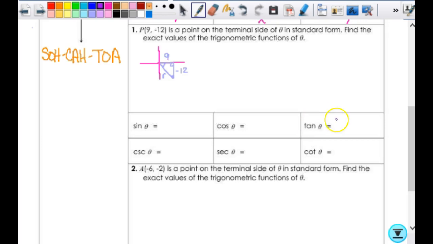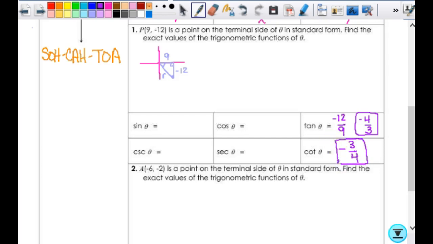Tangent's opposite over adjacent, so I have negative 12 over 9. I can reduce those both by 3, and so this gives me negative 4/3. That's the tangent of theta. I don't know what theta is. We're not finding that yet. That's just the tangent ratio. Okay? Since I know the tangent, I can come up with the cotangent because it's just the reciprocal. So this would be negative 3/4. So I've got those two answers down.